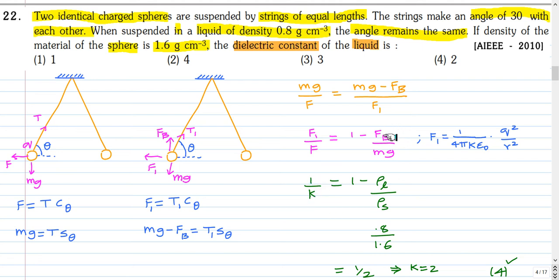and buoyancy force is the weight of the liquid that is displaced, that is volume into density of the liquid, and weight of the sphere is volume into density of sphere. So using the values we get the dielectric constant K as 2. Correct option is option 4.